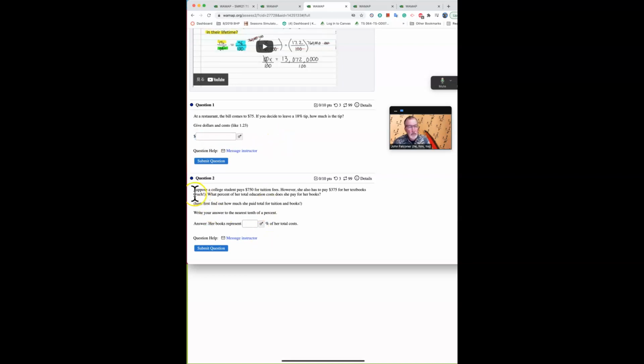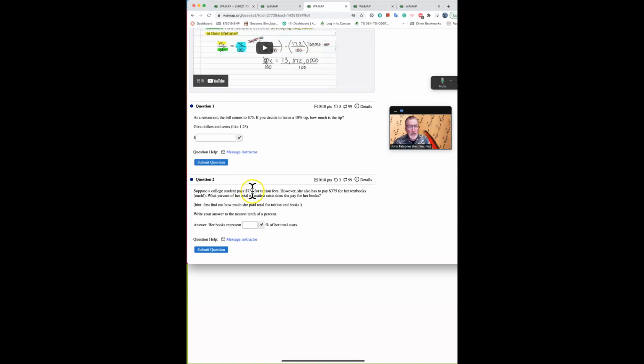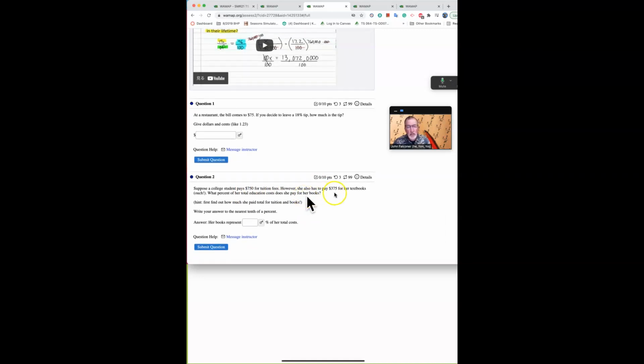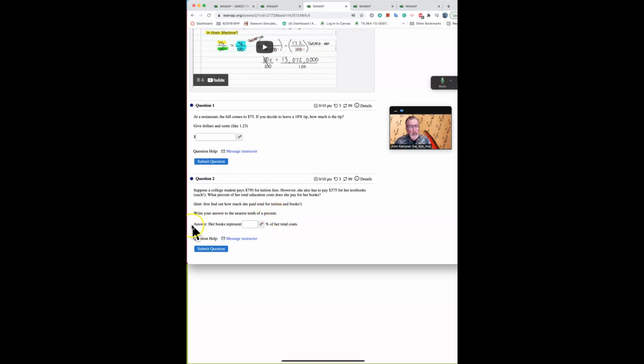And then question 2: suppose a college student pays $750 for tuition fees. However, she also has to pay $375 for her textbooks. Ouch. What percent of her total education costs does she pay for her books? Hint, first find out how much she paid total for tuition and books. Write your answer to the nearest tenth of a percent, and the answer here, her books represent what percent, so just a number there of her total costs.